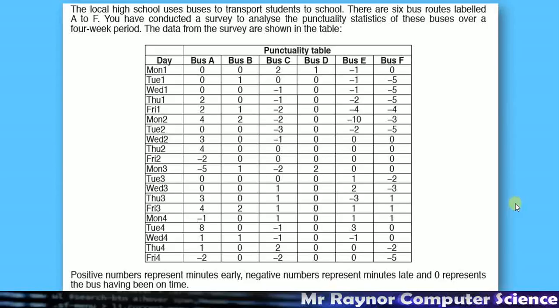So we have the table, and basically there are 6 buses. There are 4 weeks, just looking at the weekdays, Monday to Friday. And as it says at the bottom, the positive numbers are minutes that bus arrived early. The negative numbers are how many minutes late, and any zeros mean the bus is on time. So for example, bus A, you can see it's got 1, 2, 3, 4 lates.